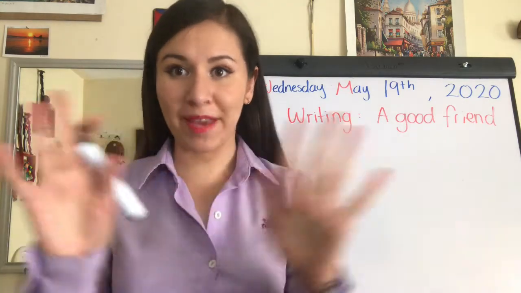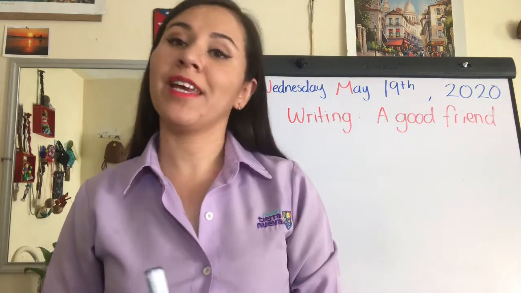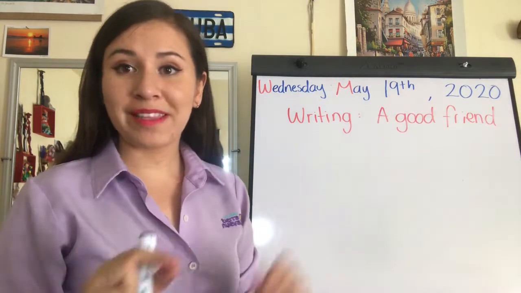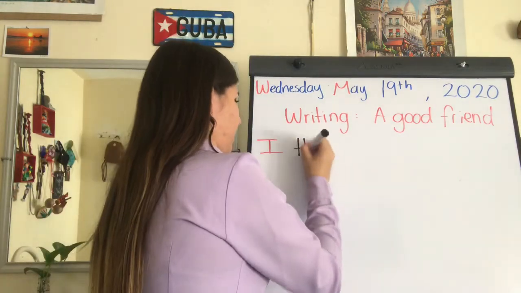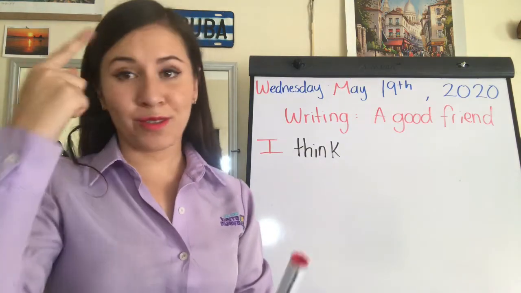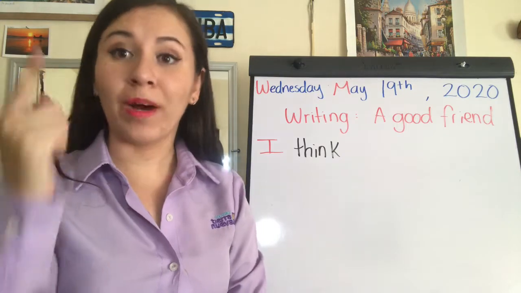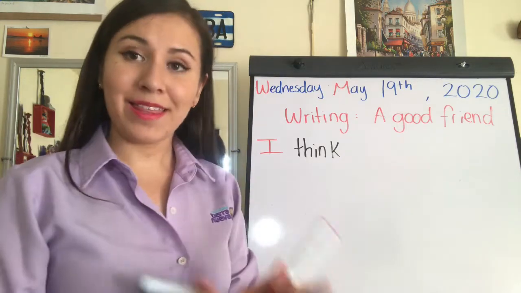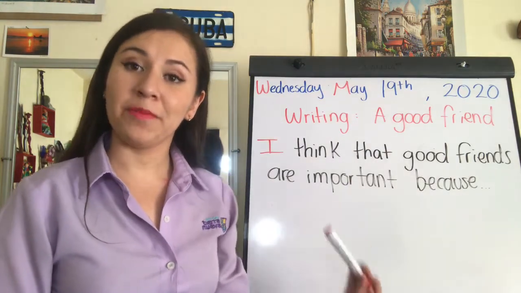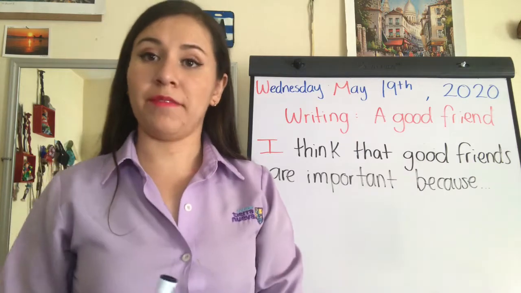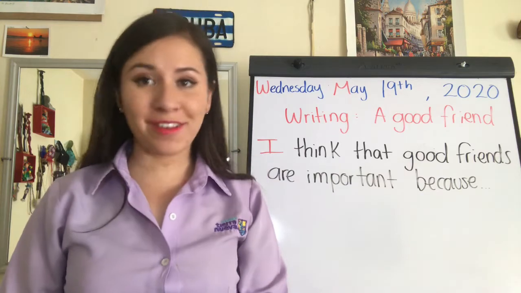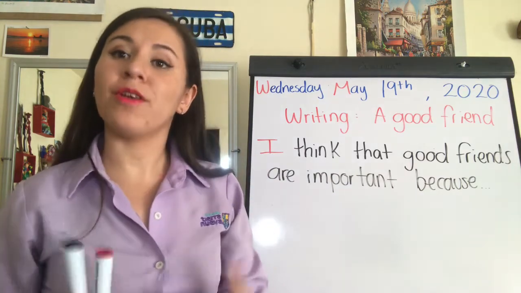You can start with the main idea about the friends. So think about what is the most important thing about a friend. And you can start with the following phrase. I think. Remember that this is your opinion, so you can start with I think. What do you think about the friends? I think that good friends are important because, so you have to give a reason. Why do you think that good friends are important? Or maybe you don't think that, but here you can express your opinion.